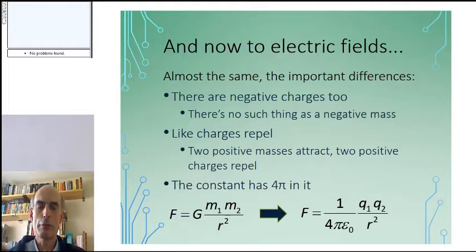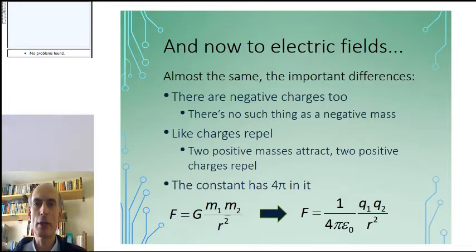With electric fields, two positive charges repel. If you want a force of attraction with electric charges, you need a positive charge and a negative charge. They will attract. But two like charges, two positive charges or two negative charges, will repel.